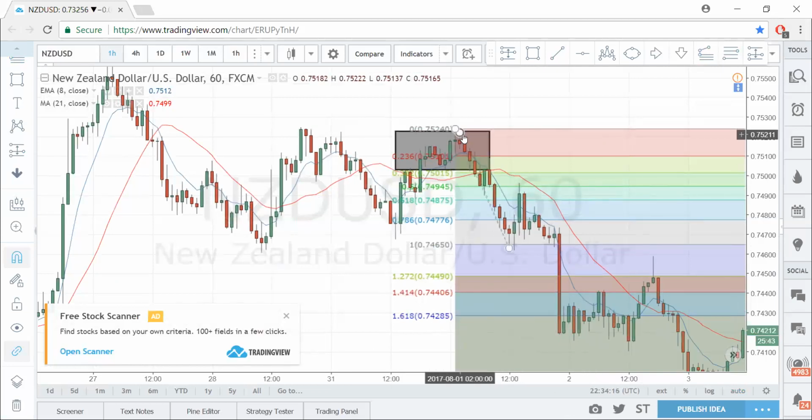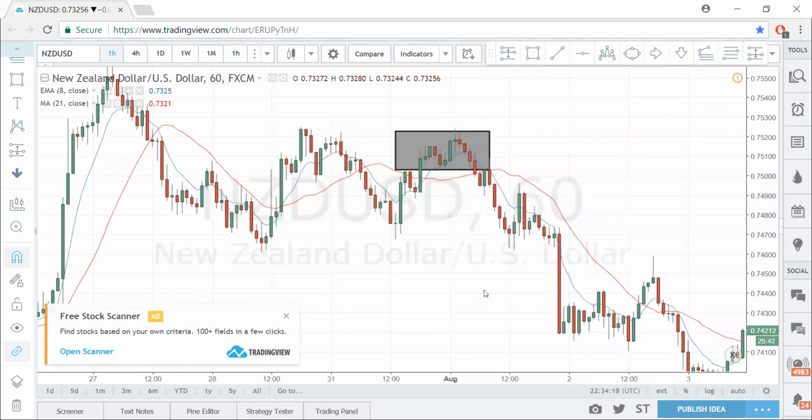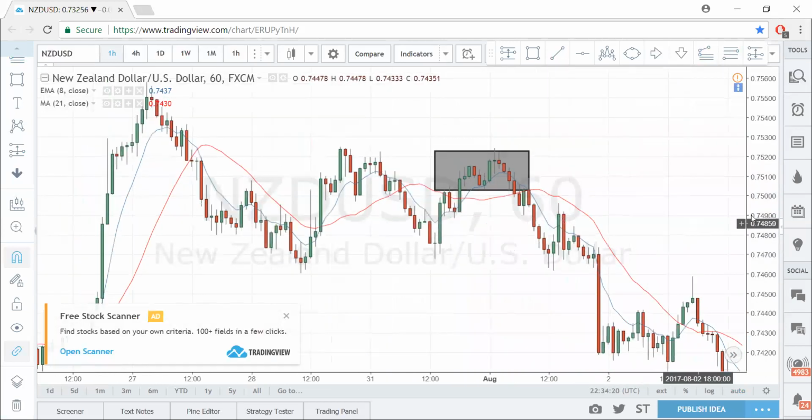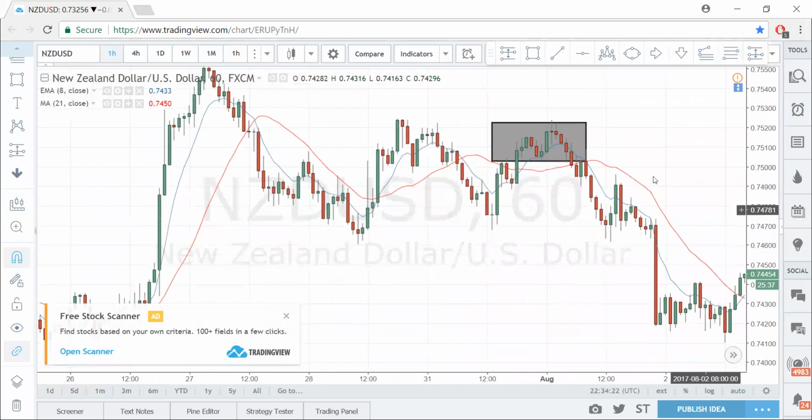Let me explain again what this tool does. This tool identifies initial structure highs or structure lows. It tells you where market is going to in future. Look at it well.